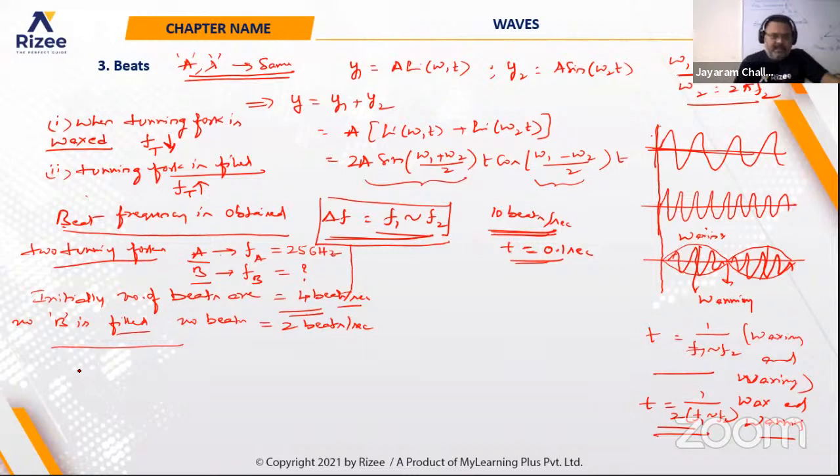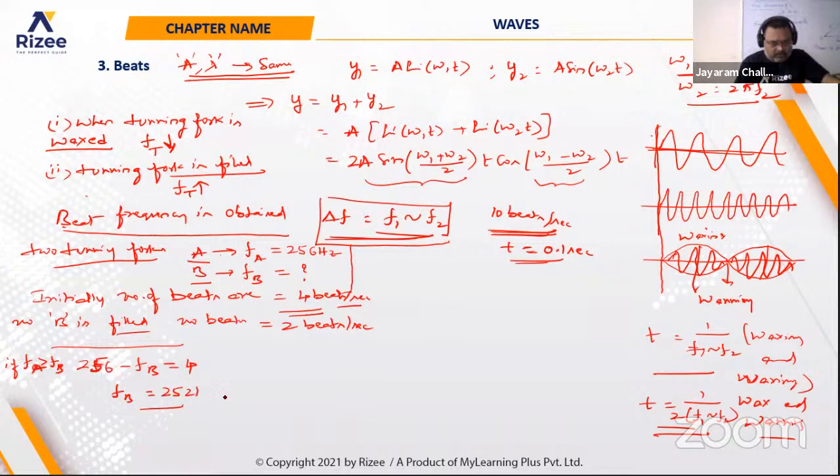That means if FA is greater, then 256 minus FB should be equal to 4. This is a condition if FA is greater than FB. In this case, FB should be how much? FB should be equal to 252. This should be your answer.